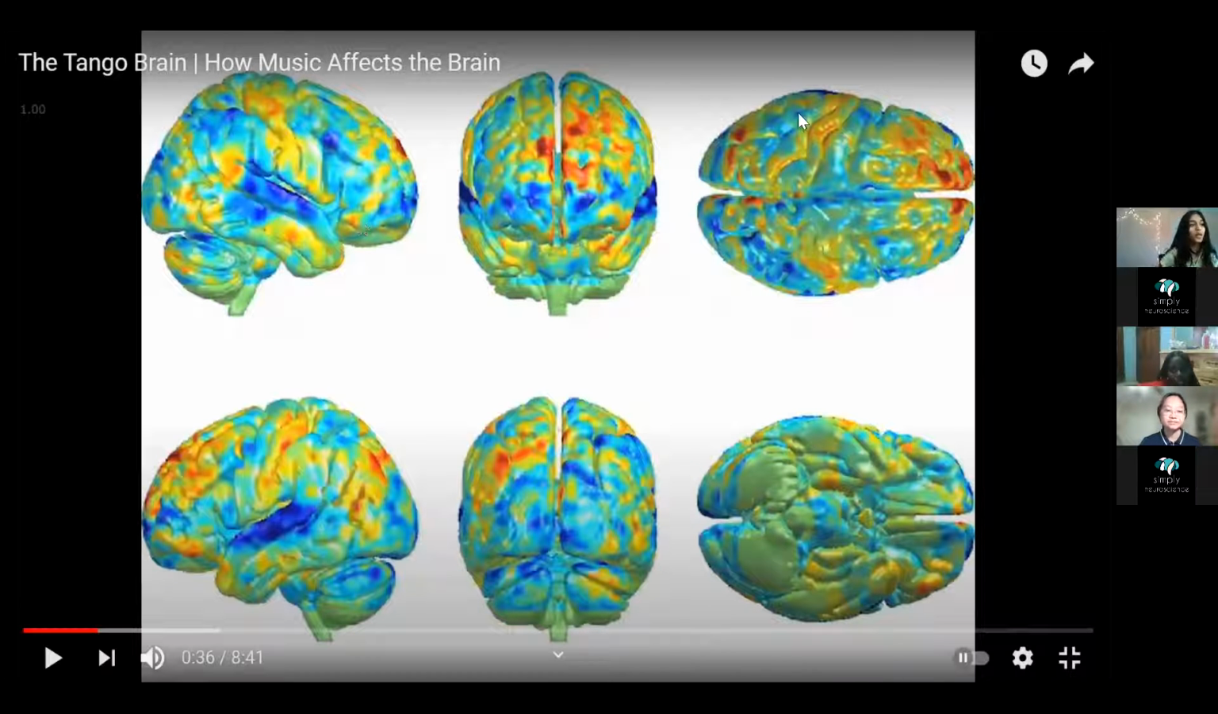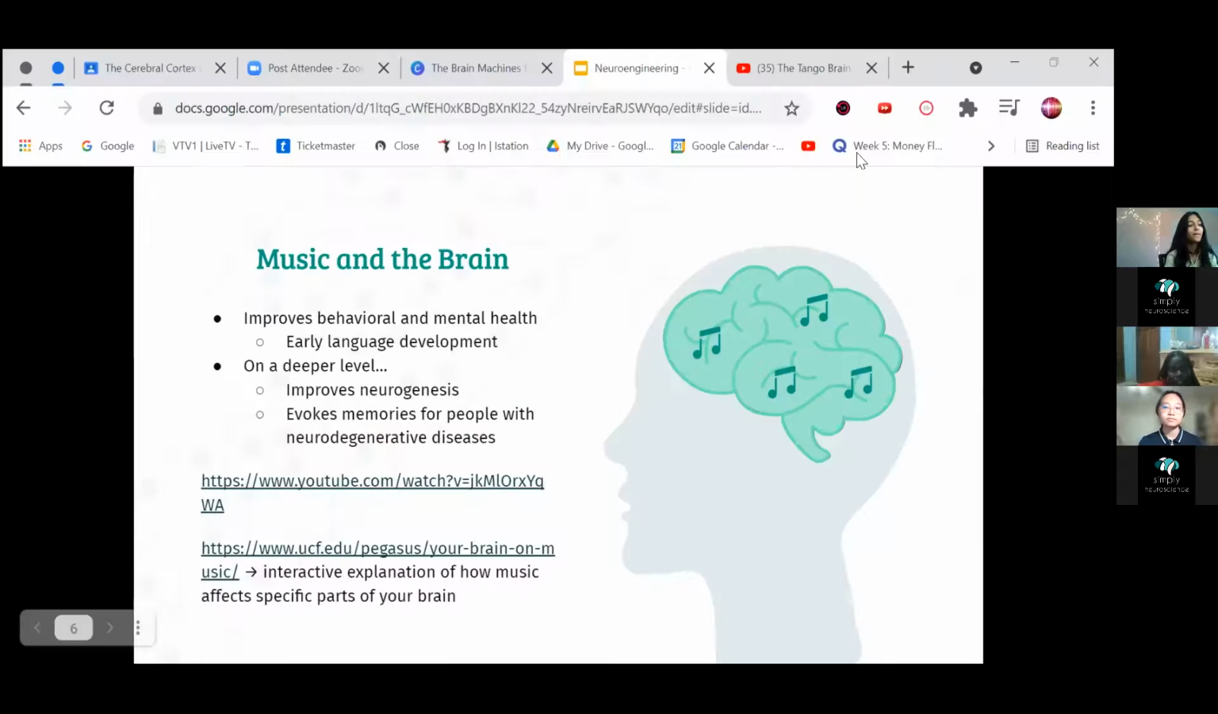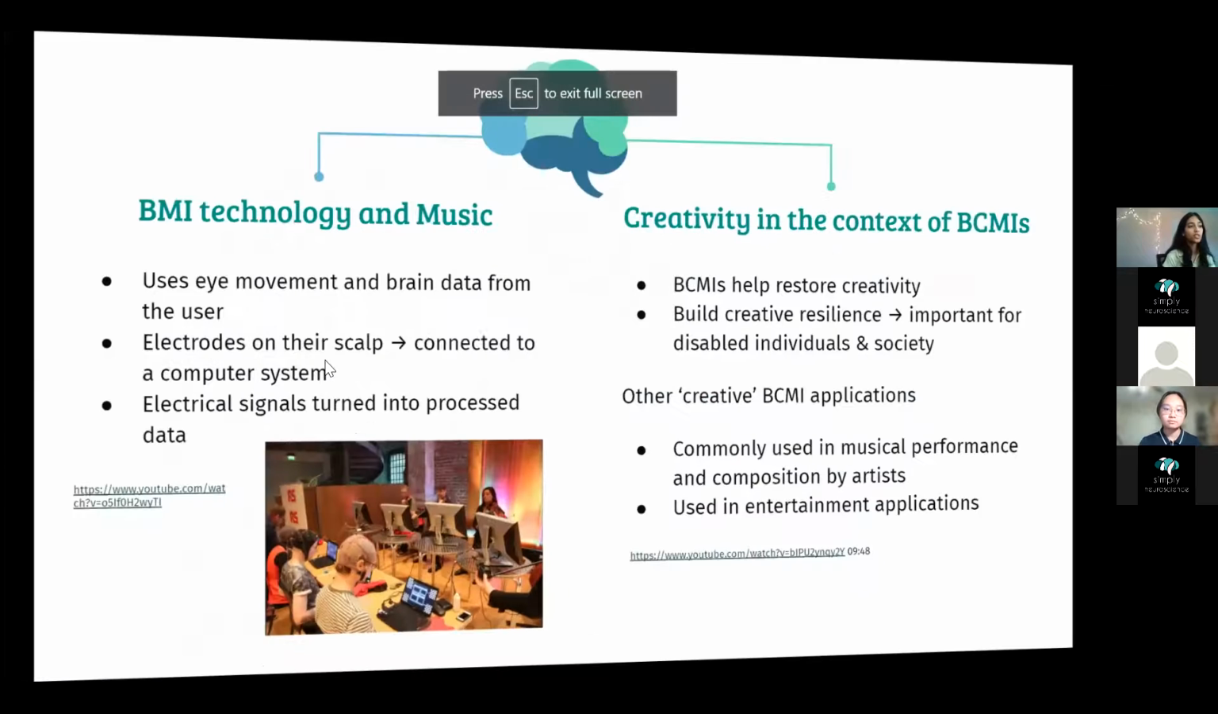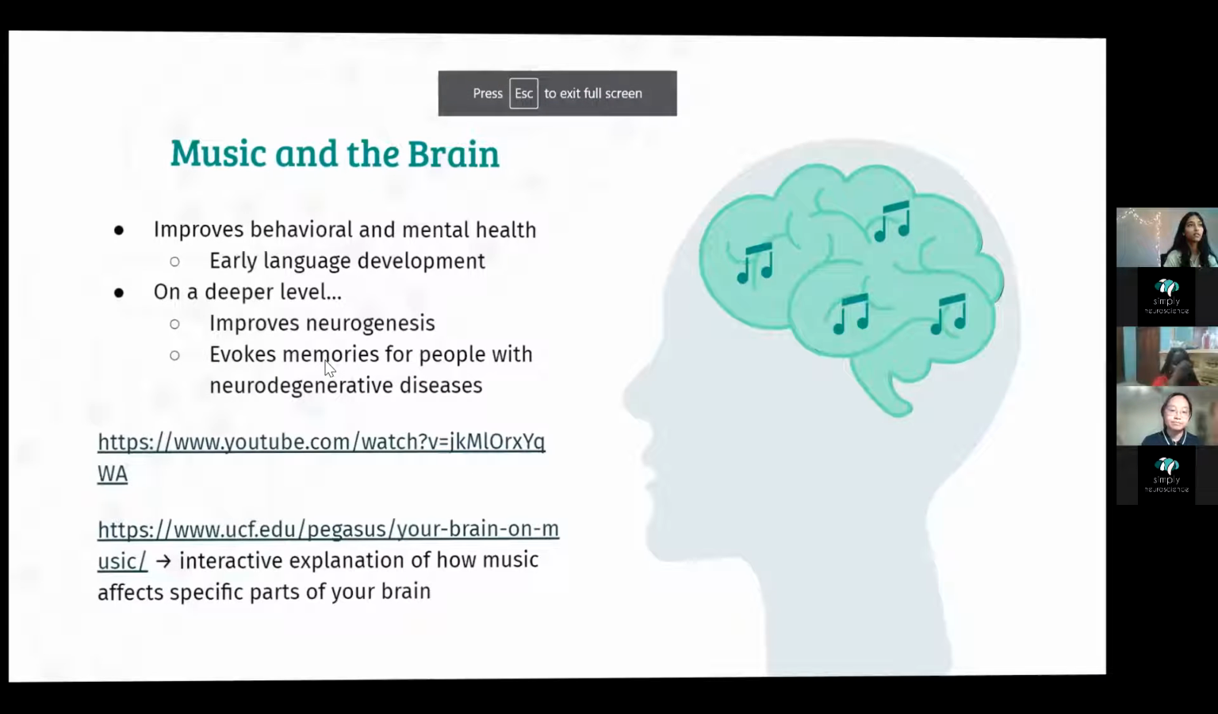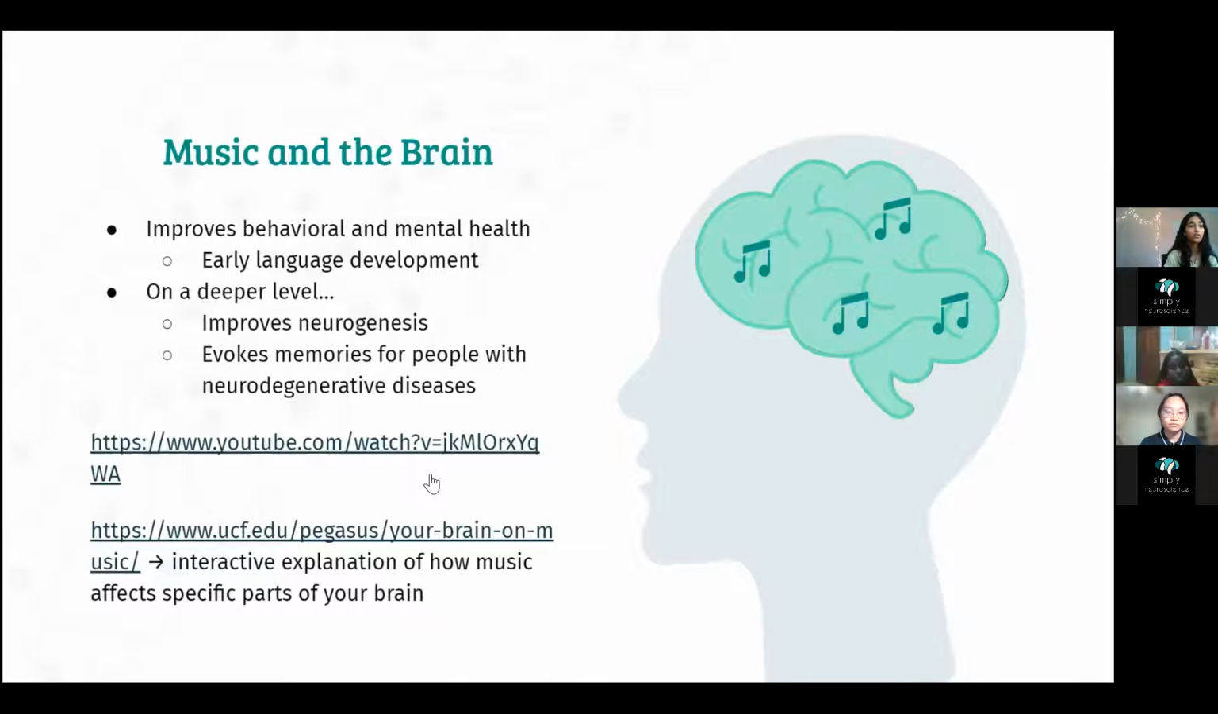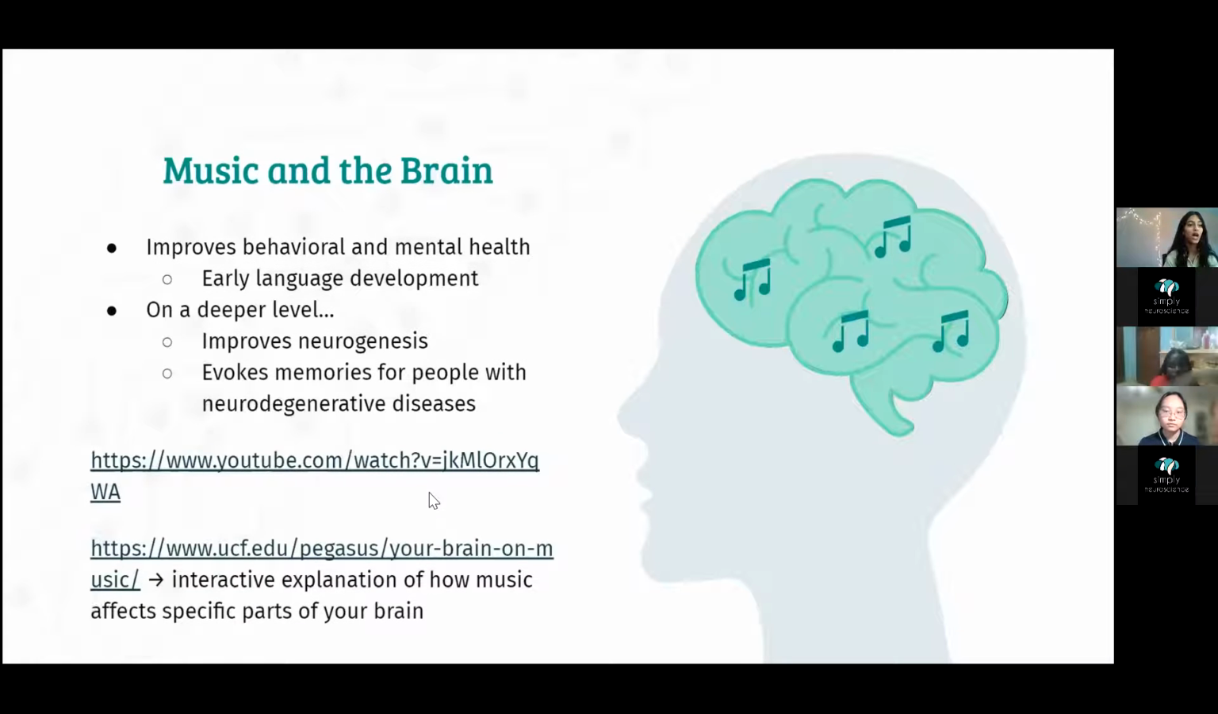Okay, so as you guys saw, there were a lot of different colors right there. But basically all that meant was that when the music was changing, different parts of the brain functioned better, or the functionality of the brain was higher than it normally is because of the music. And also, if you guys want to check out a deeper explanation of this, I'm going to put a link in the chat.